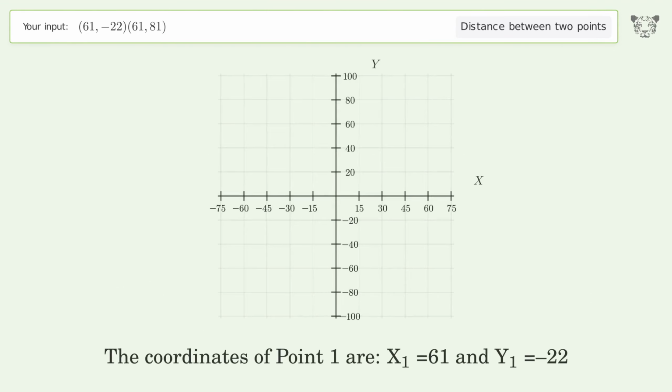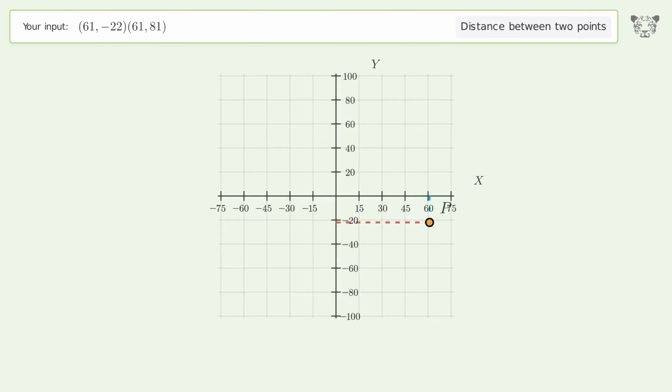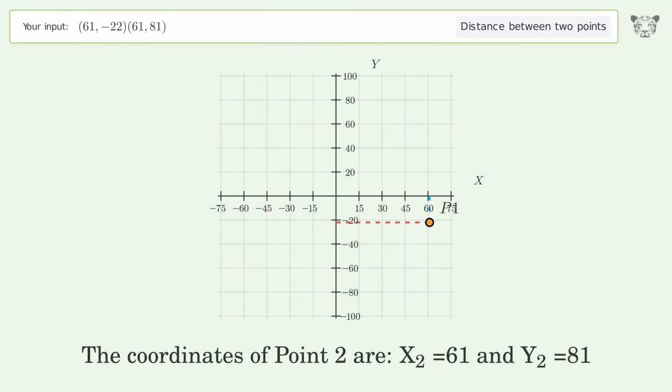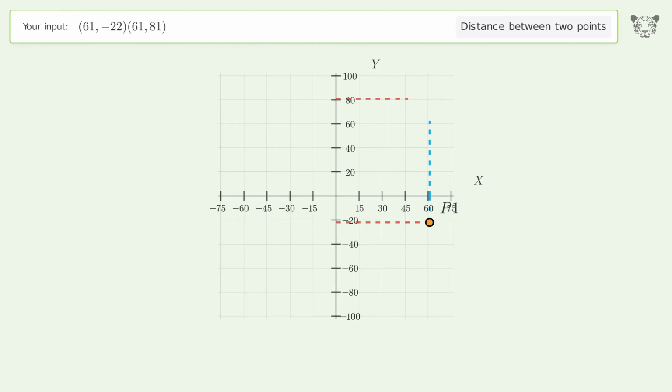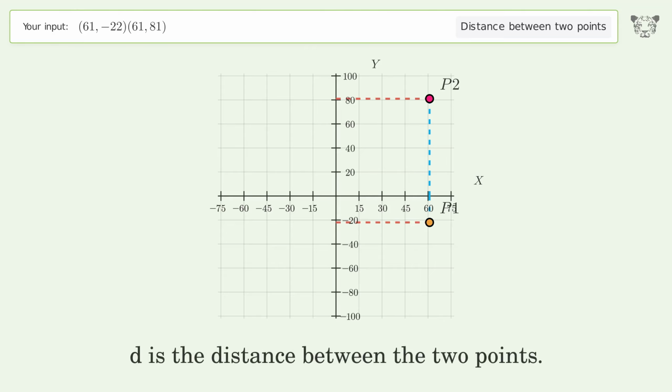The coordinates of point 1 are x1 equals 61 and y1 equals negative 22. The coordinates of point 2 are x2 equals 61 and y2 equals 81. D is the distance between the 2 points.